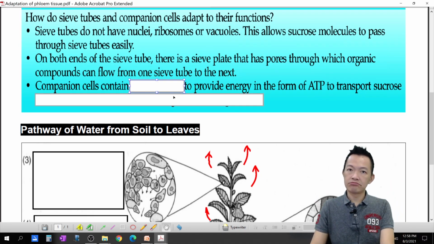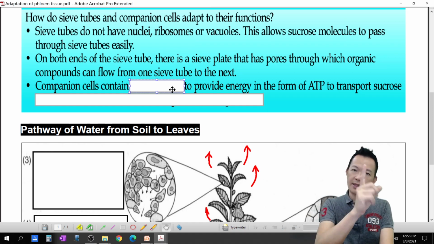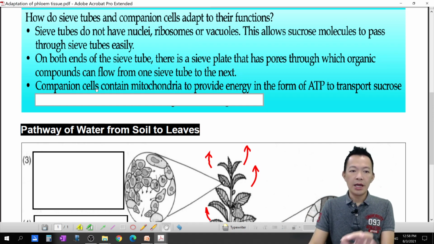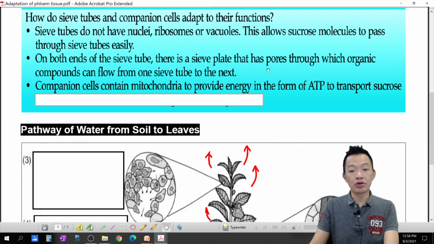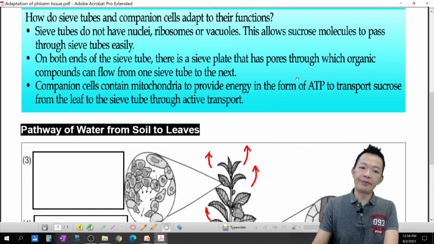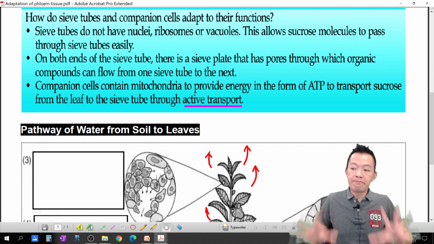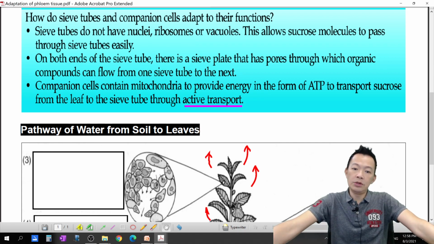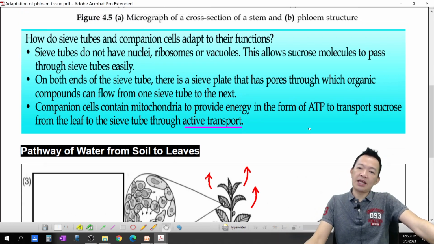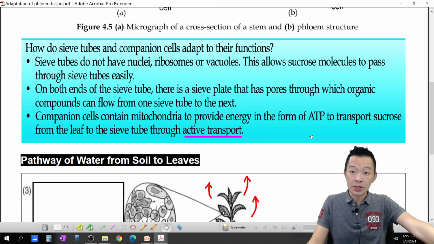Companion cell contains what? Companion cell 它的特别就是 mitochondria with the energy inside. So companion cell contains mitochondria to provide energy in the form of ATP to the transport. In the form of ATP to transport the sucrose from the leaf to the sieve tube through active transport. Yes, companion cell 它提供能量。OK， 然后用 active transport 的方法把食物呢搬过去了，把食物搬过去。OK。搬去 sieve tube 里面。So finish the title called Phloem 100%.